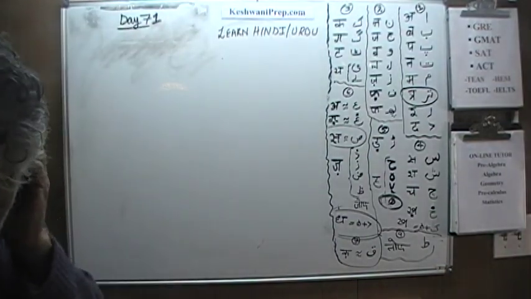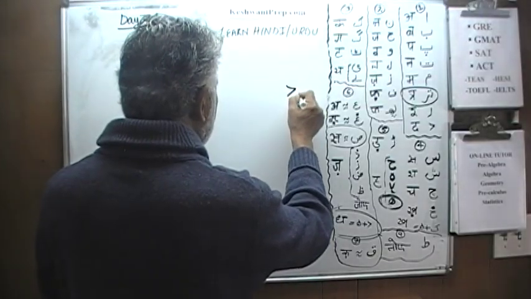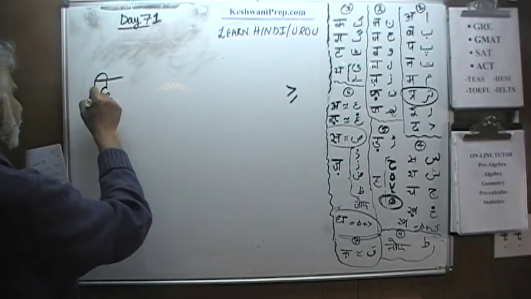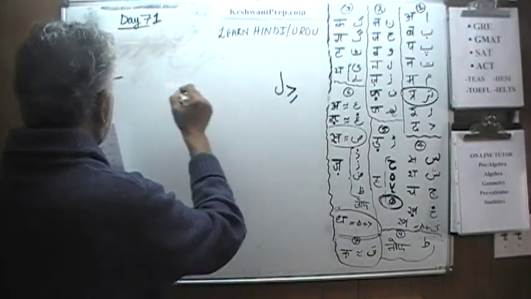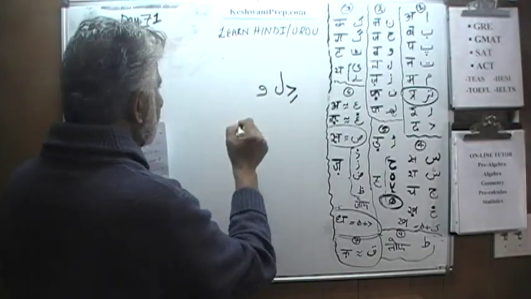The next word is very straightforward. We did it yesterday. We have done it many times. The word is dil. Dal and a zer gives us choti ki matra. And then l. Dil. O.